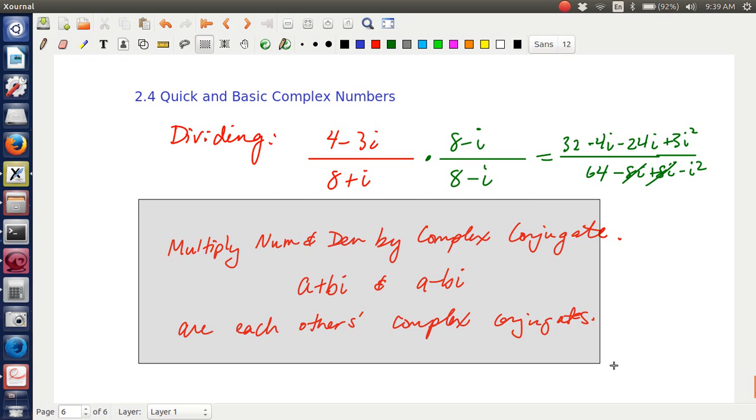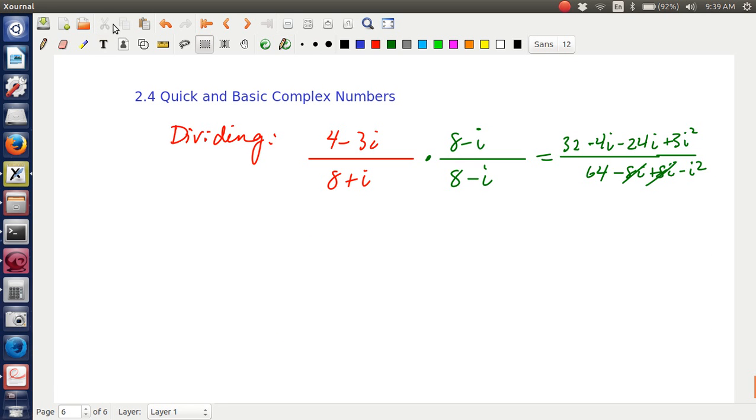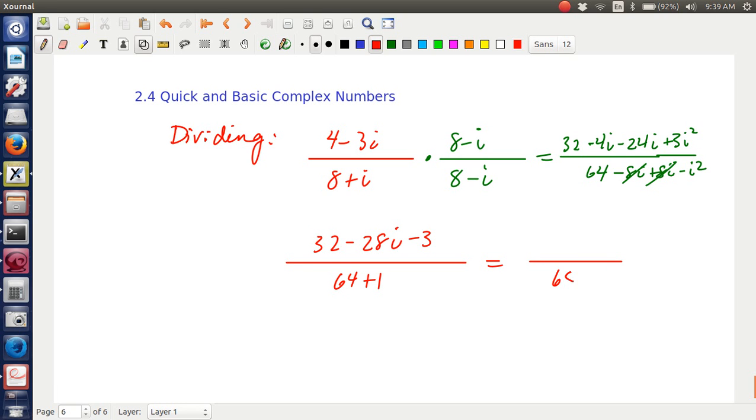I'm going to get rid of this comment so that I can continue the problem. Okay, so I'm going to get 32 minus, I'm going back to here again, minus 28i, and then the i squared becomes a negative. Okay, this i squared becomes a negative, but it's minus, so we're going to get 64 plus 1 on the bottom, or 65, and then what's 32 minus 3 is 29 minus 28i, so that's the correct answer for the problem.